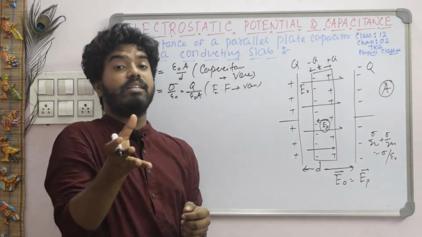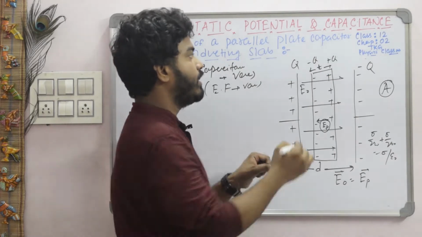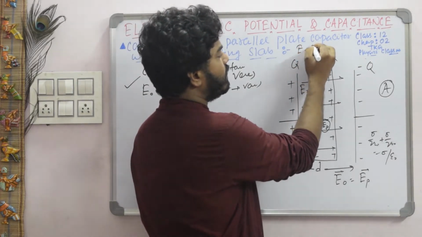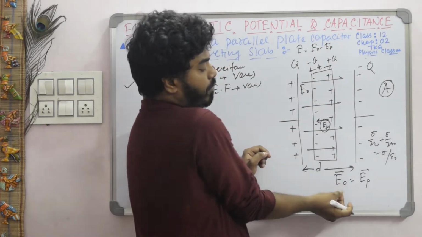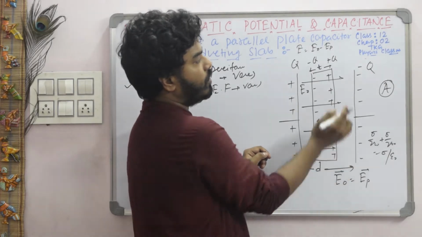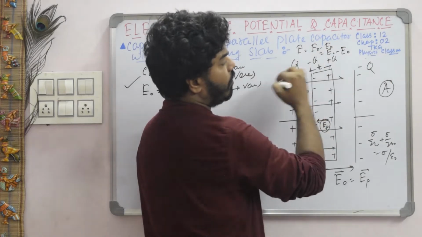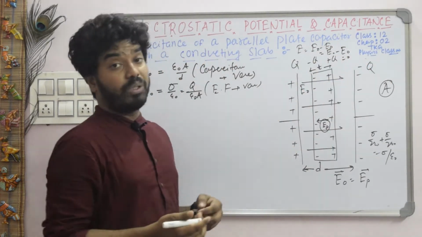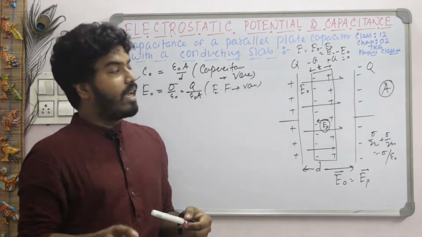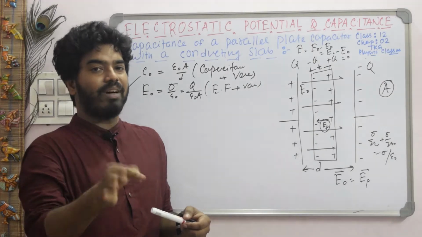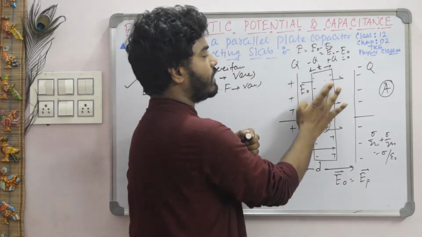So what is the net electric field inside this conducting slab? You know the expression of net electric field. The net electric field E is equal to E naught minus EP. Now here EP is exactly equal to E naught. So if we write E naught minus, in place of EP, E naught, this expression becomes 0. So the net electric field inside the conducting slab is 0, and this point is very important. This is the vital point for this derivation: the net electric field inside this conducting slab is 0.